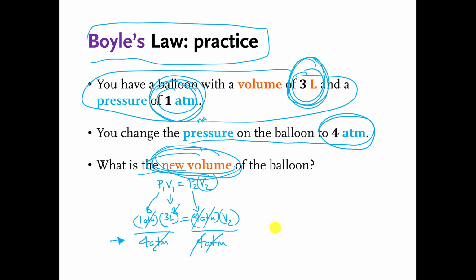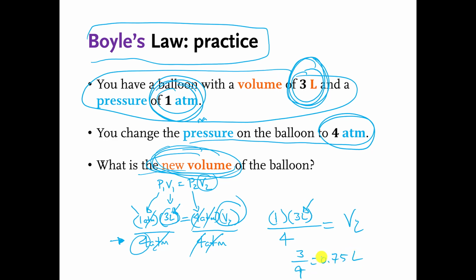So just to rewrite this equation, 1, that's coming from here, times 3 liters, that's coming from here, divided by 4, that's coming from here, is equal to V2, and that's coming from here. And so what's 1 times 3? That's 3. What's 3 divided by 4? That's 0.75, and the only unit that was left is liters, so the answer is 0.75 liters.